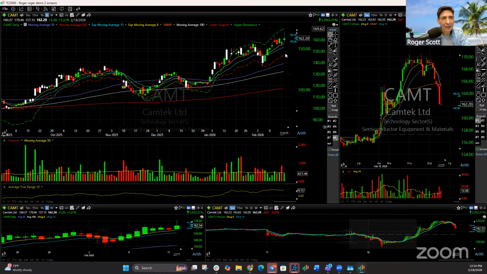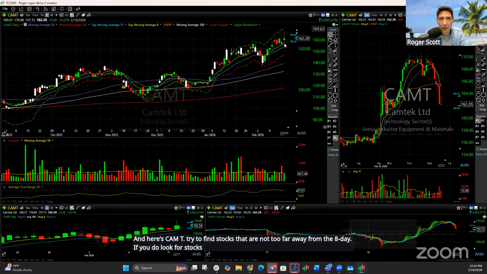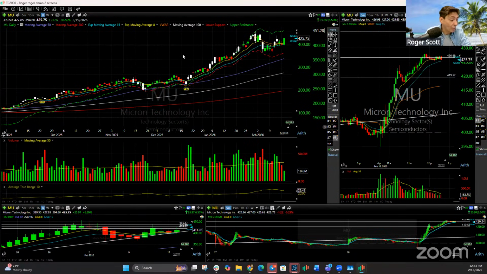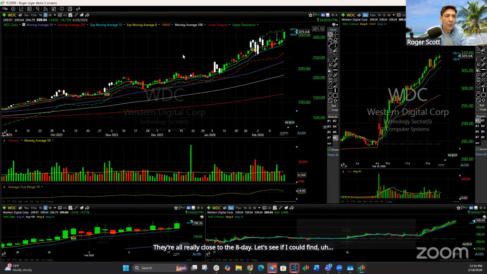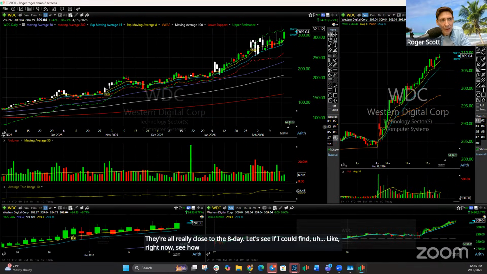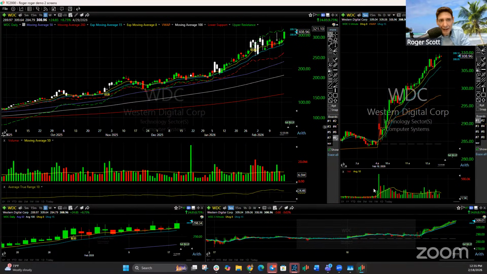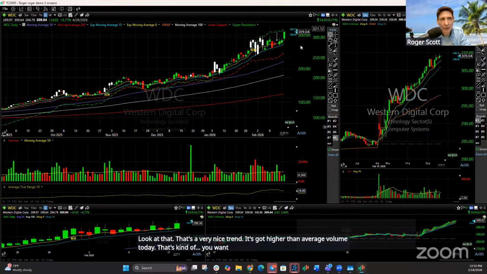Try to find stocks that are not too far away from the 8-day. If you do look for stocks that are too far above the 8-day, you want to make sure they have a lot of volume so they can carry that weight, and those are good day trades. So, for example, they're all really close to the 8-day. Let's see if I could find one like right now. See how the stock is all the way up here right now? Look at that. That's a very nice trend. It's got higher than average volume today. You want these kind of moves if you're going to be shooting up here.